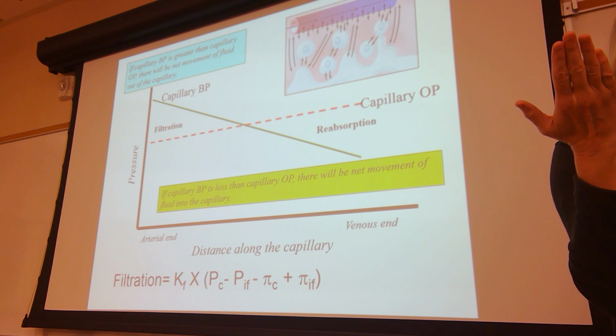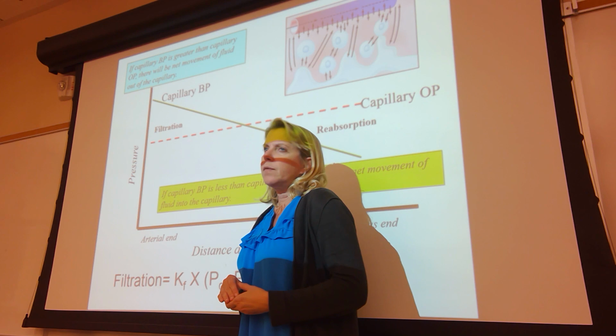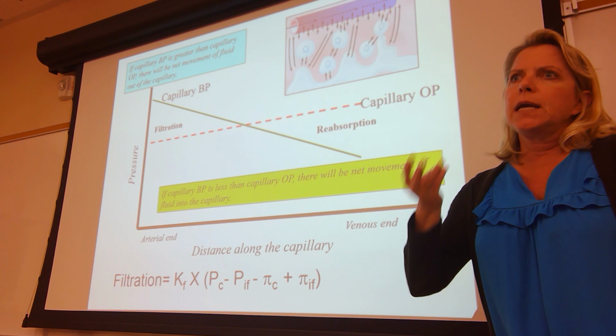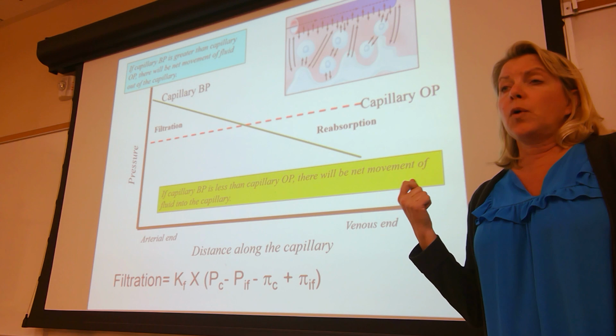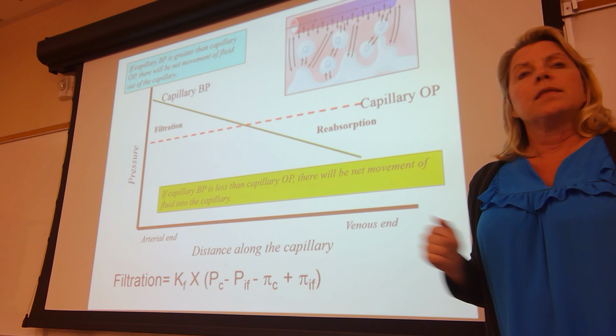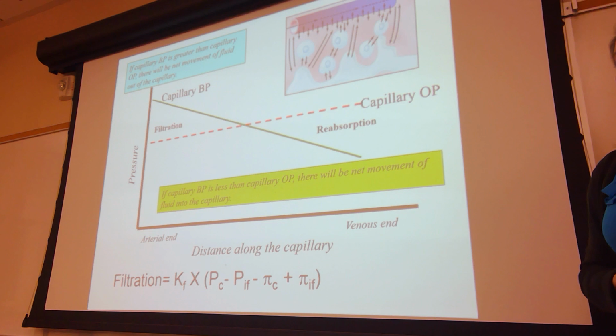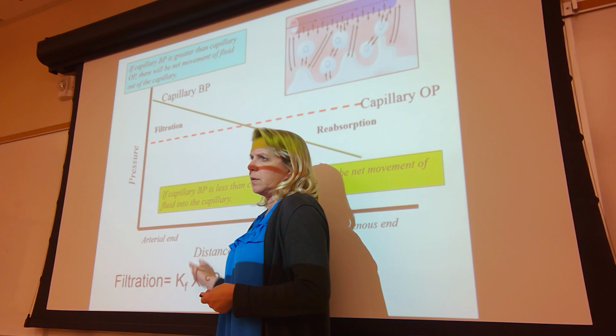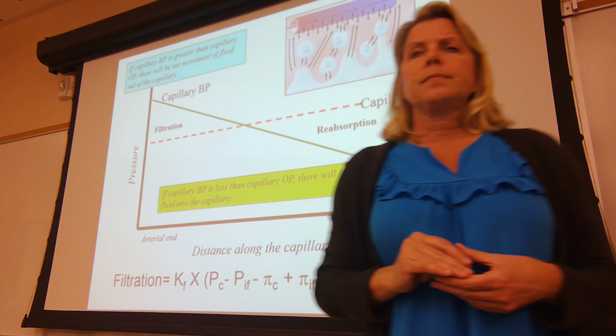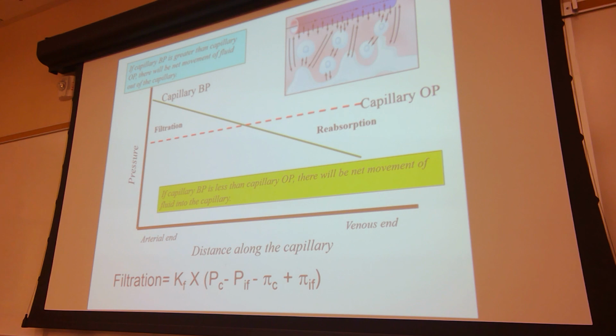KF represents the permeability of a capillary bed. And on Monday, I told you about the three different kinds of capillaries. And I said continuous was the most abundant but least permeable. That means its KF was down. Sinusoidal, they were least abundant, but they were the most permeable. Their KF is high. You do not need to worry about KF too much until we get to unit four. The permeability, the leakiness of a capillary can be manipulated. And histamine is the number one way to do that.